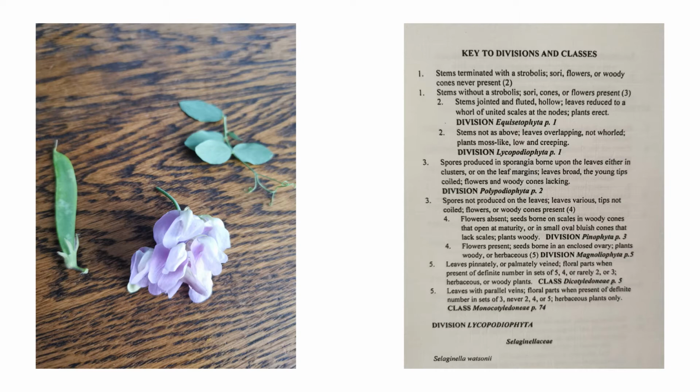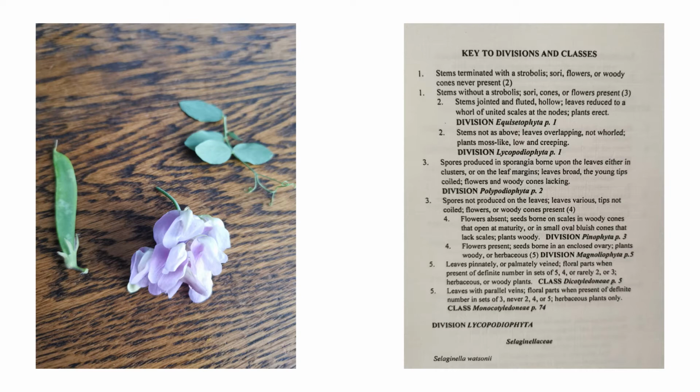of working through a key, we'll start here and see that if we started with 1, we see that stems are terminated with a strobilus, sori, flowers. Woody cones are never present, so that's not the case. There are woody flowers at the terminus here, so we go to the other one and find that stems without a strobilus, and we see that sori, cones or flowers are present, so we go to 3.